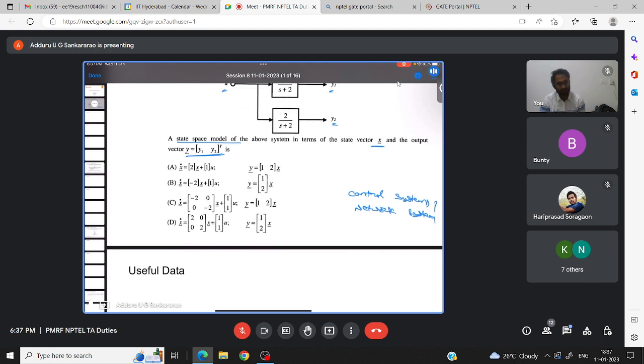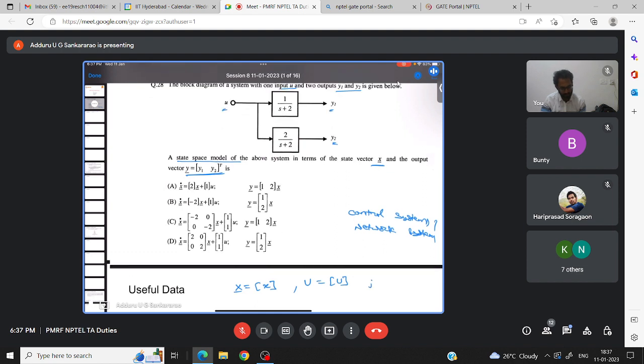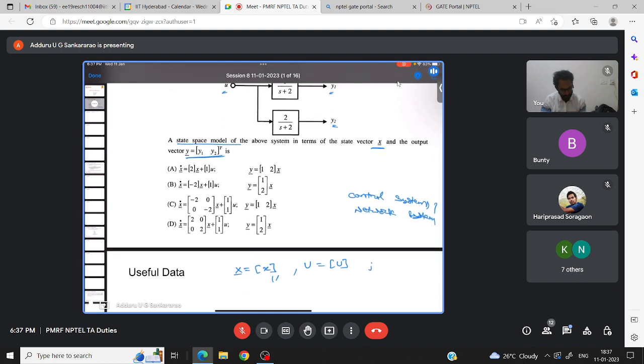Let us say one state variable, the state vector, I am representing with X. How many inputs are there? One input, which I am representing with U, and this is 1 by 1. How many outputs are there? Two outputs, 2 cross 1, y1 comma y2.